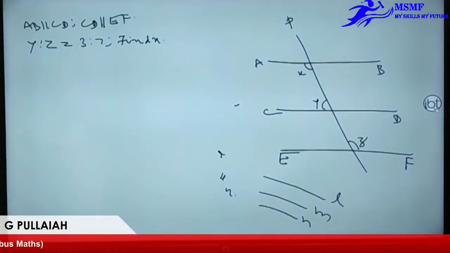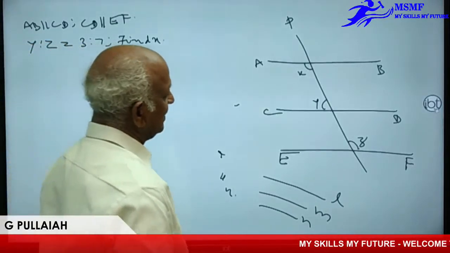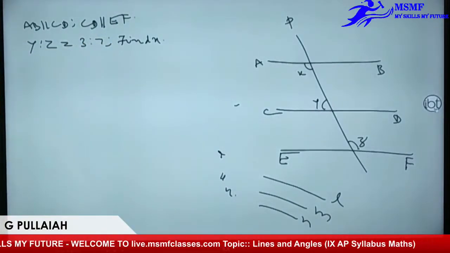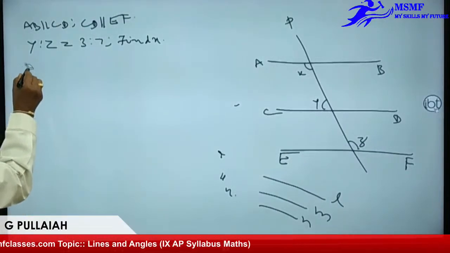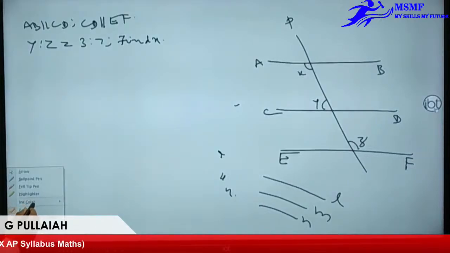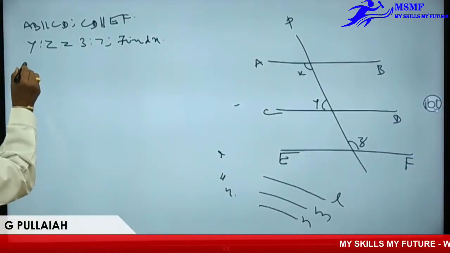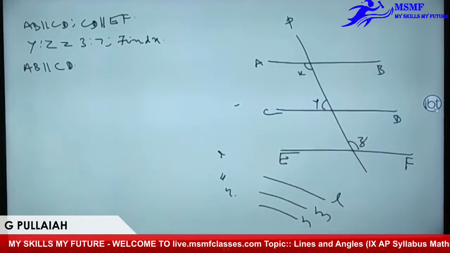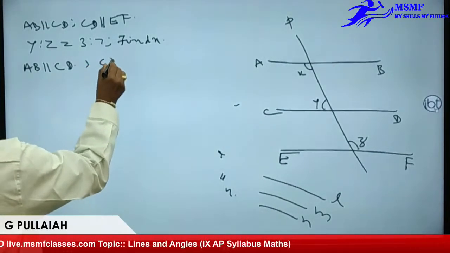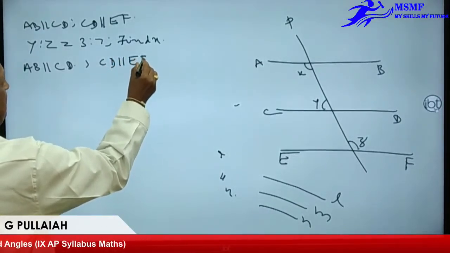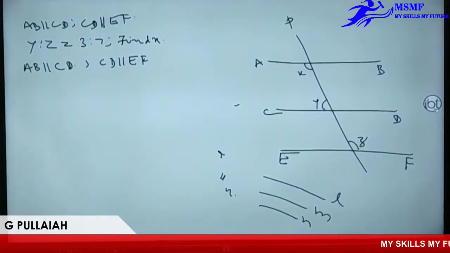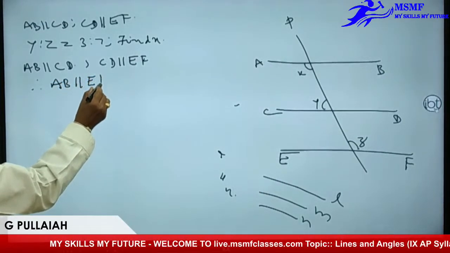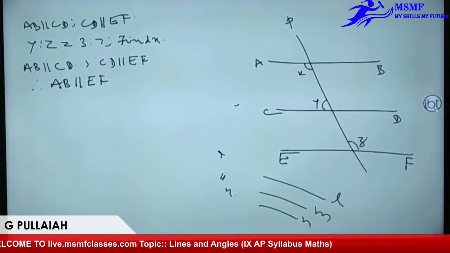So here it is given that y is to z is equal to 3 to 7. Now, because AB is parallel to CD and CD is parallel to EF, thereby you can say AB is also parallel to EF.